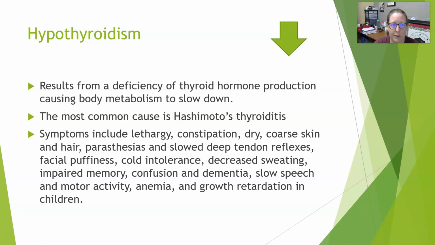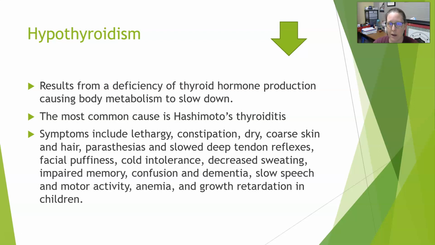Hypothyroidism, the first condition we're going to look at. Hypothyroidism results from a deficiency of thyroid hormone production, and that causes, of course, the body metabolism to slow down. The most common cause is Hashimoto's thyroiditis. In Hashimoto's thyroiditis, the body is making antibodies to thyroglobulin and thyroperoxidase enzyme. Those are two proteins that are essential in the production of thyroid hormones. It's an autoimmune condition, and so it impairs thyroid hormone production.